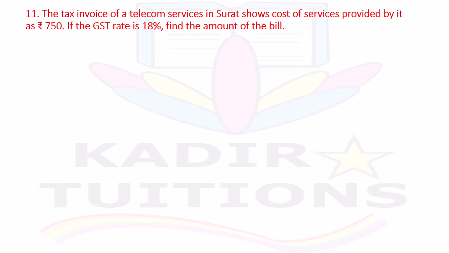The next question is the tax invoice of telecom services. Okay, so a telecom service bill is coming. The tax is also there. The tax invoice of telecom services in Surat shows the cost of services provided. So the service cost they have given as 750 rupees. So first we will write that the service cost is 750 rupees, and they are saying the GST rate is 18%. So let the GST be 18%.